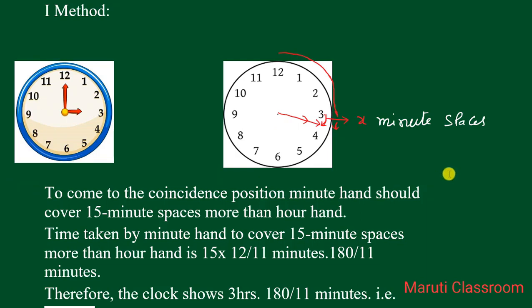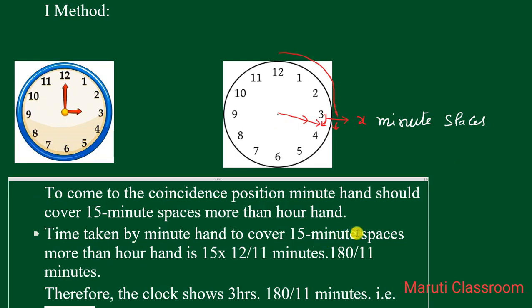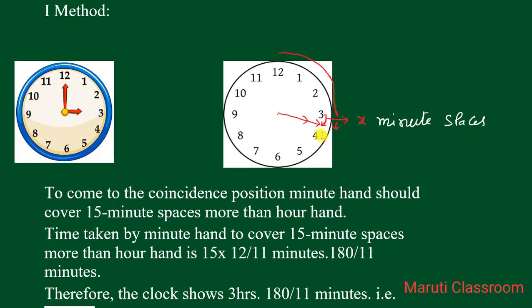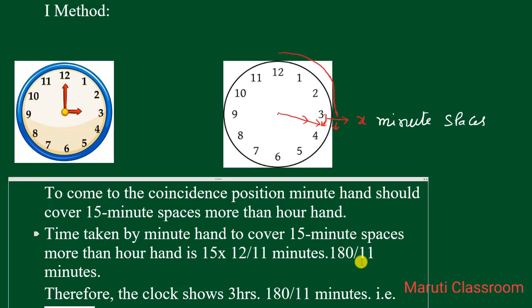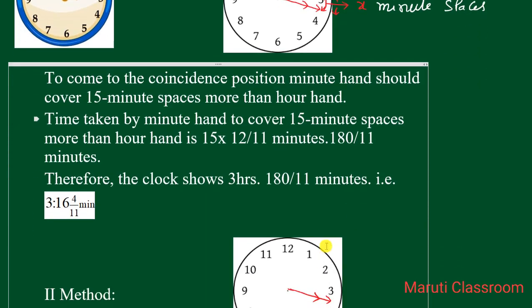What I told you there: the time taken by the minute hand to cover 1 minute space more than the hour hand is 12 by 11 minutes. The time taken by the minute hand to cover 15 minute spaces more than the hour hand is 15 into 12 by 11 minutes, that is equal to 180 by 11 minutes. Means from the 3 o'clock position, after 180 by 11 minutes, the minute hand coincides with the hour hand. At that moment the time is 3 hours 180 by 11 minutes.